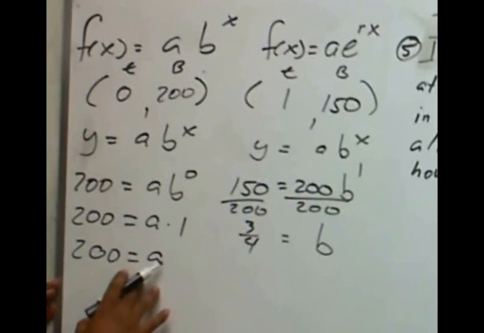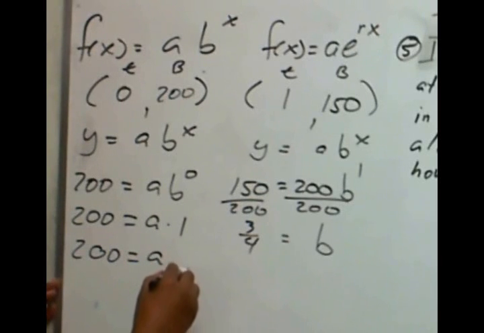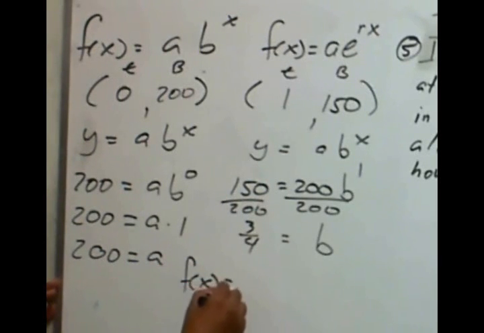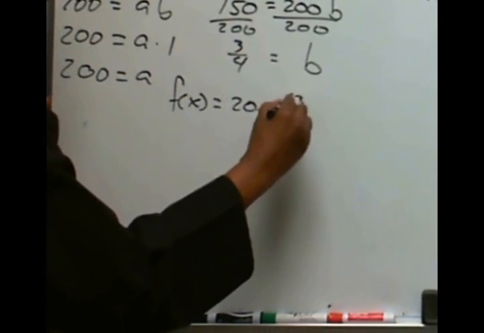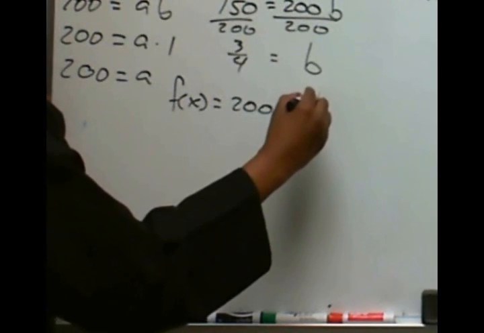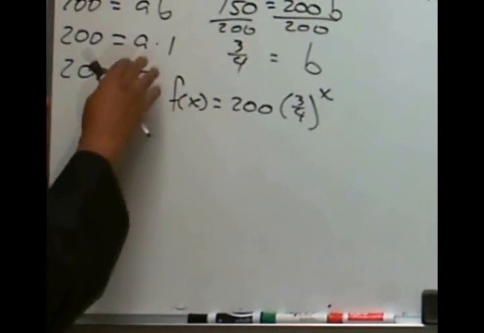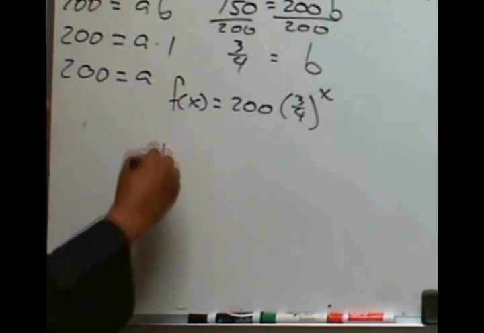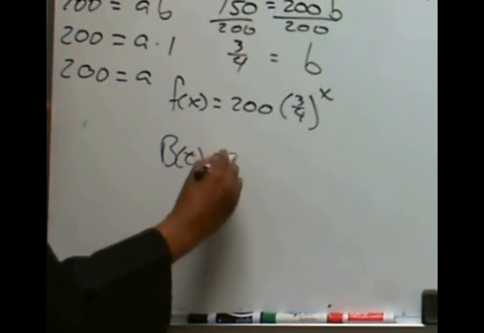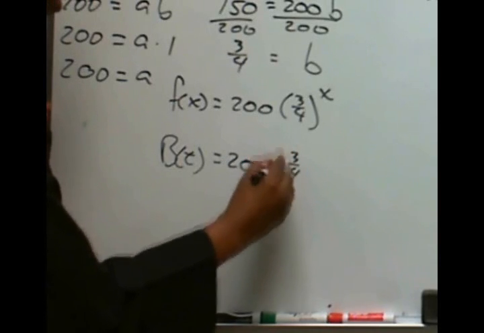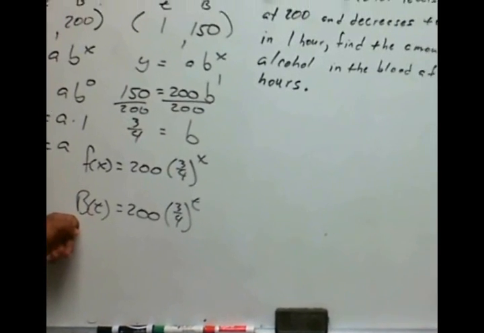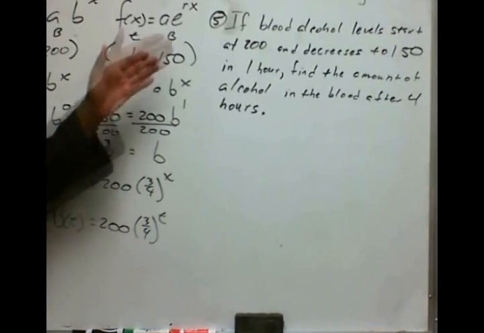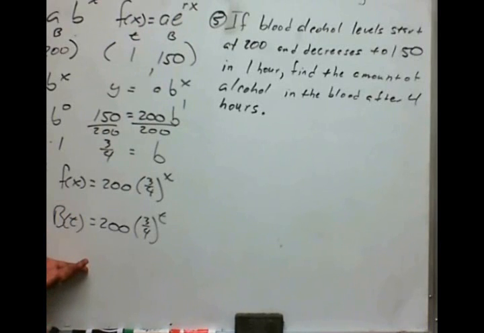So I have an a and a b now. In general, we have f of x equals a, which is 200, and b, which is 3/4, all to the power of x. Now, since we're talking about blood and time, I'm going to change this to b of t equals 200 times 3/4 to the t. And this is the equation that will model this particular situation where the blood is going down in 1 hour to 150 from 200.